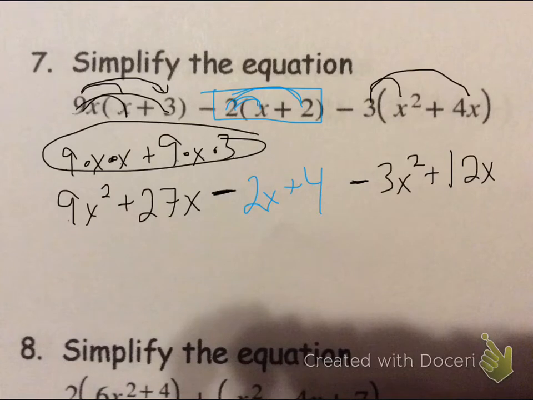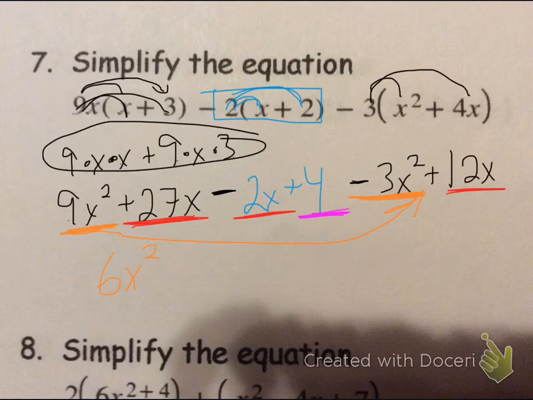So now let us go through and we have an x squared and we have an x squared. So those are like terms. We have a 27x, a 2x, and a 12x. So those are like terms. And then we have this lonely constant all by itself. All right, so let's go on ahead and combine them. So our first like terms, we have the x squared minus 3x squared. So my 9x squared minus 3x squared. If I have 9x squared and I take away 3x squared, I've got 6x squared.